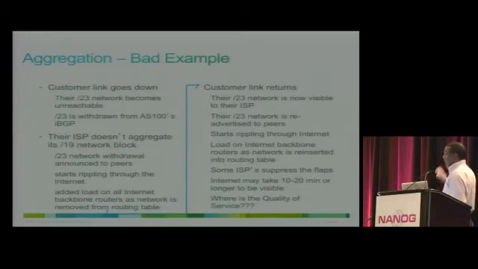Suppose the customer link goes down. What happens? When the customer link goes down, that route will be withdrawn from the service provider. And the service provider will withdraw that from the rest of the internet, and that will propagate throughout the internet. And when the link comes back later on, the customer advertises that route to the service provider, and then the service provider advertises that route again to the rest of the internet, and then the second time causes another churn to the internet.